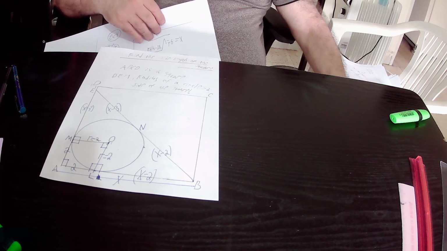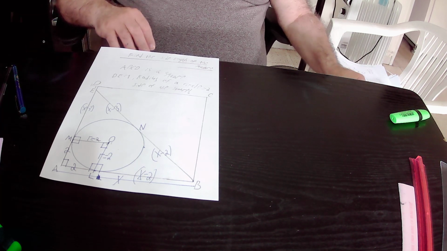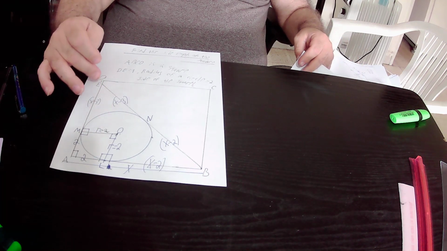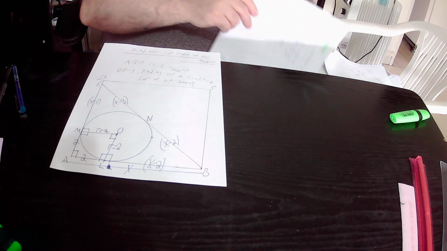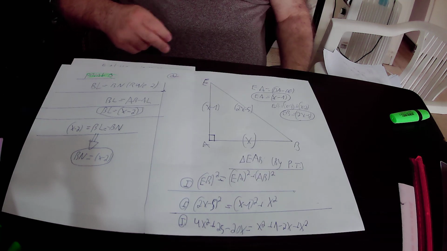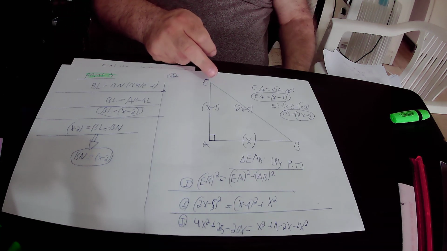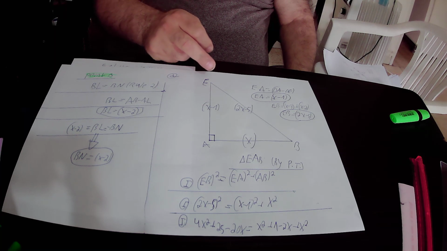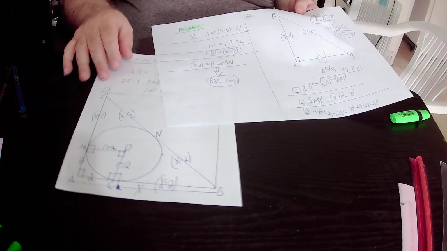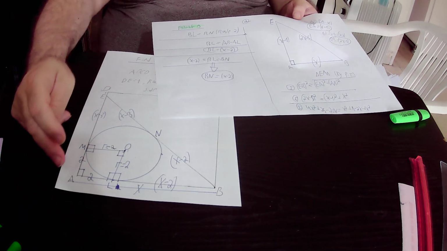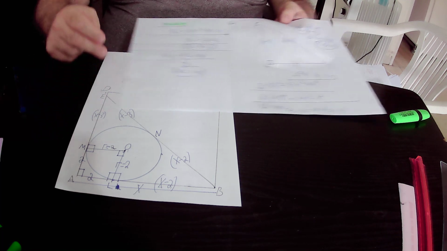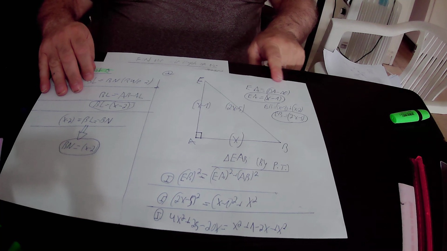Then we implemented the Pythagoras theorem on the right triangle EAB. I copied the right triangle EAB in this new page. What is the length of EA? From the drawing, it is very easy to see that EA equals DA minus DE.